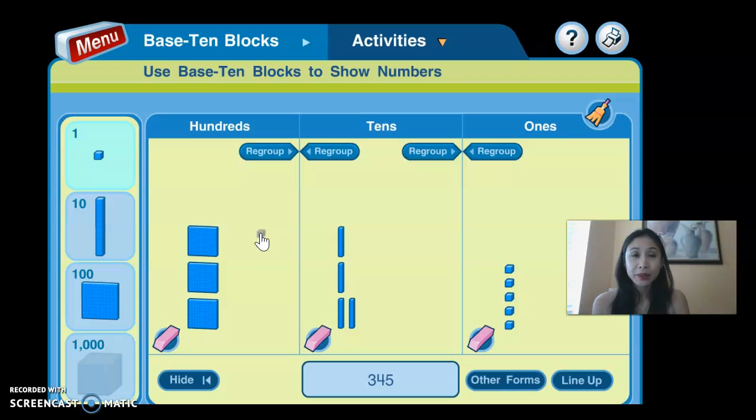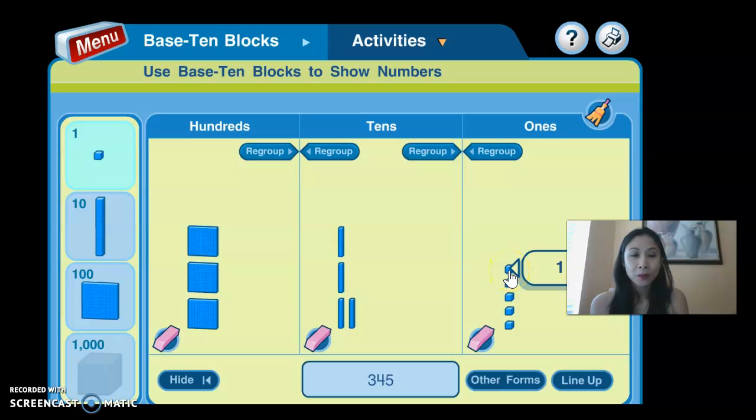As you can see on the screen right here, I have built the number 345. To build 345, I used 3 hundreds, or 3 flats. I used 4 rods, and you can see here that 1 rod is equal to 10 units. That's why we call that a 10. And 1 unit is equal to 1.